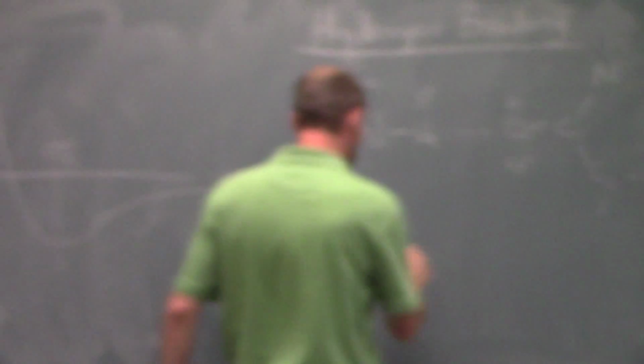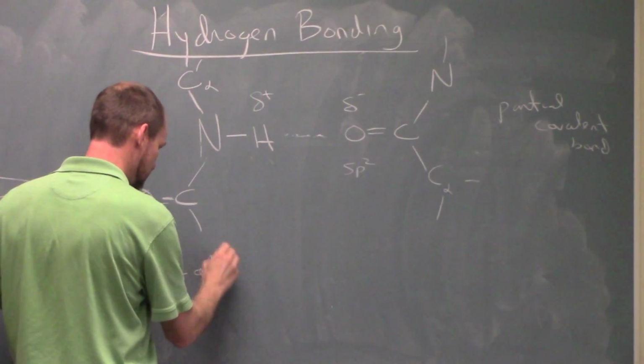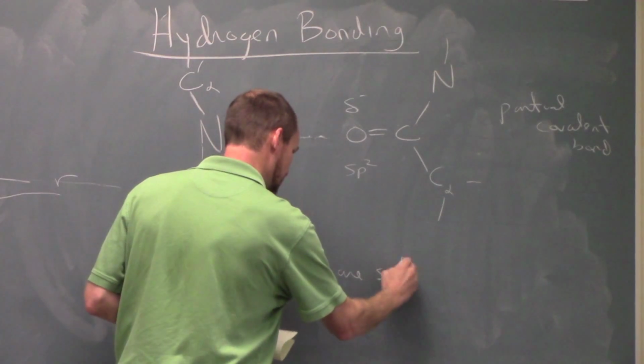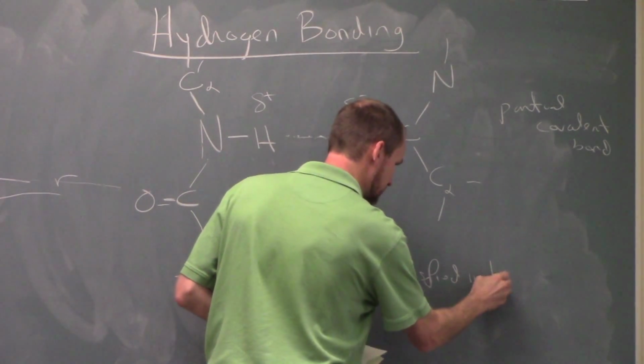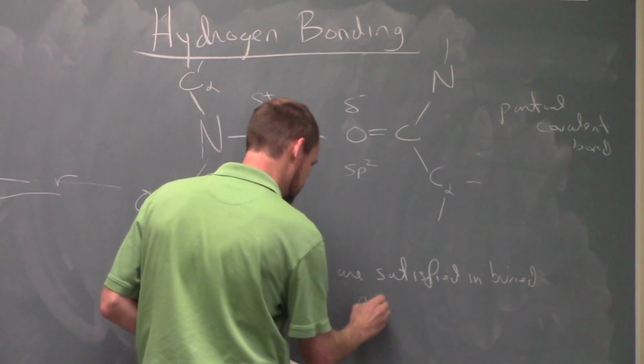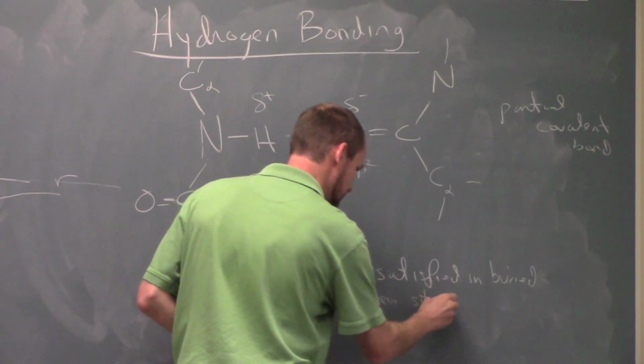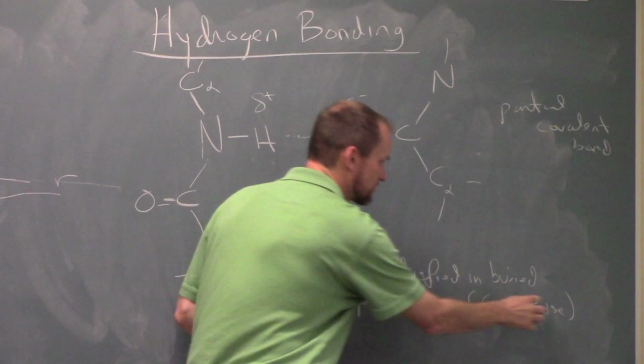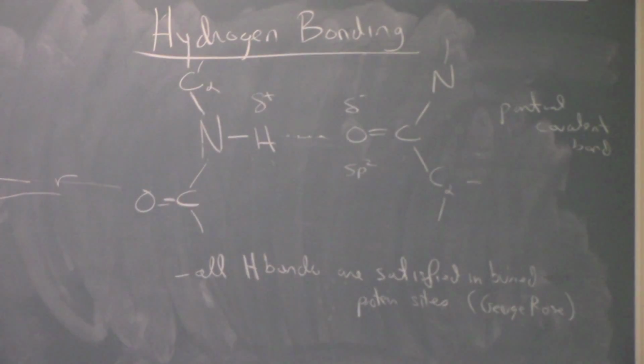Okay, so if you look at protein structures, all H bonds are satisfied in buried protein sites. This is a result from George Rose over in the biophysics department, who's looked at lots of structures and did a lot of computational analysis. He looked at all structures and all potential proton donors and proton acceptors. They're all paired up pretty much inside structures, at least within a little bit of error, which might be the error of the crystal determination.